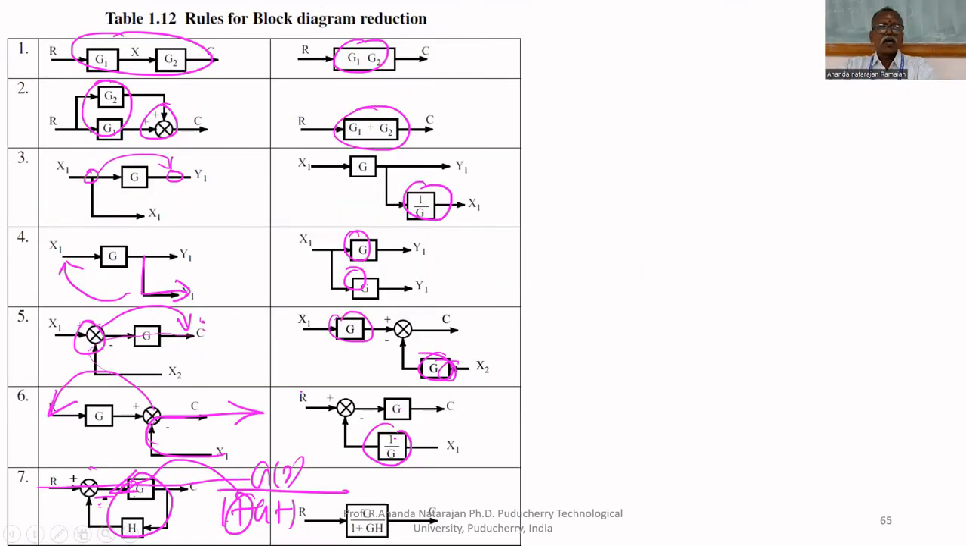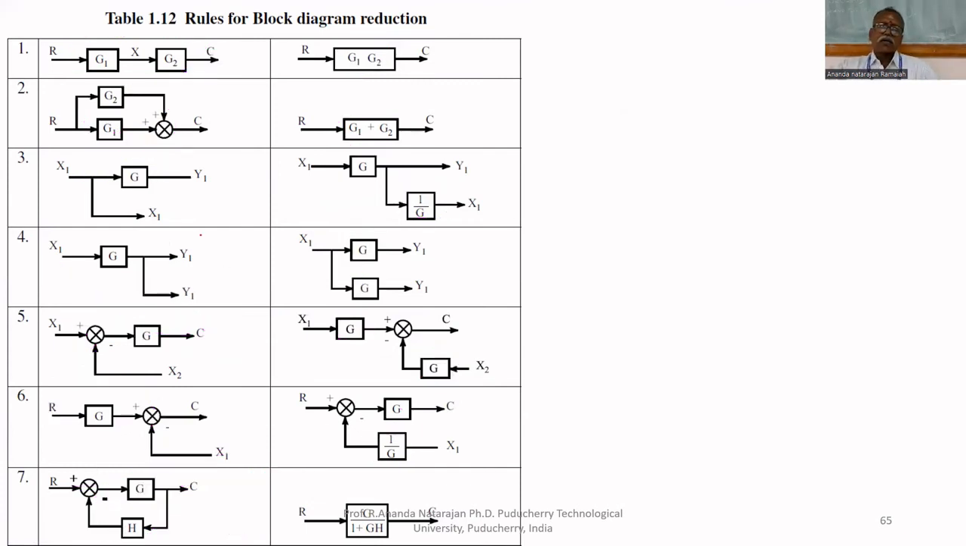Now we will see this. These are the 7 rules in a nutshell. All the rules in a nutshell. If the blocks are cascaded, you can multiply them. If the blocks are parallel, both are summed together, G1 plus G2. If you want to move the takeoff point from here to here, divide by G. If you want to move the takeoff point from here to here, multiply by G.